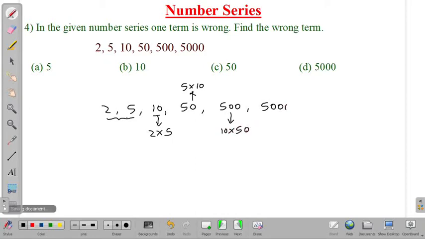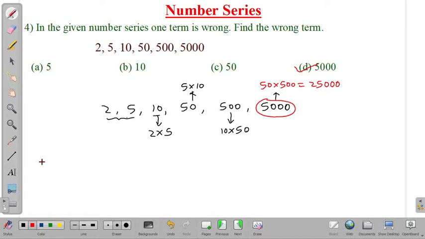Next term is 5000, right? But if we multiply 50 into 500, then this is the doubt term, so we will encircle it. As per our logic, if we multiply 50 into 500, it must be equal to 25,000. So the correct term must be 25,000. So our wrong term is 5,000. So our answer will be option number D.